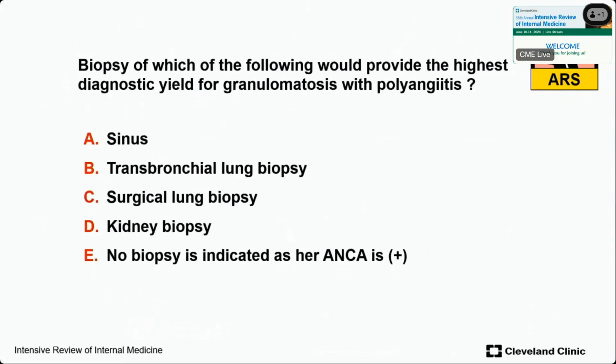So a biopsy of which of the following would provide the highest diagnostic yield for granulomatosis with polyangiitis? A, sinus, B, transbronchial lung biopsy, C, surgical lung biopsy, D, kidney biopsy, or E, no biopsy is indicated as her ANCA is positive.